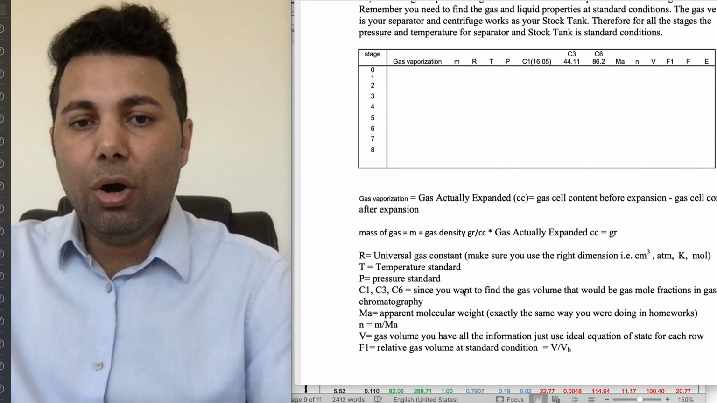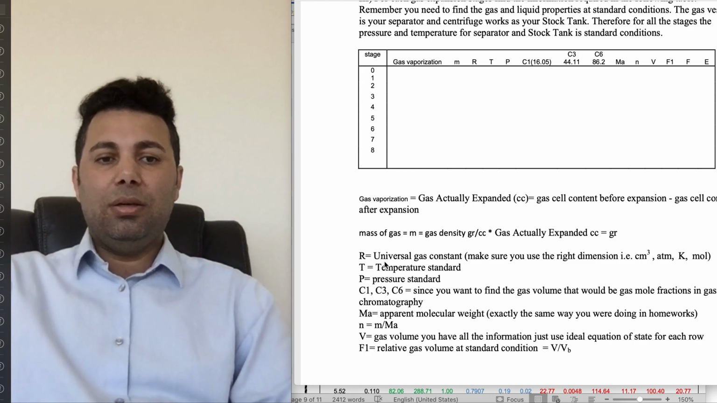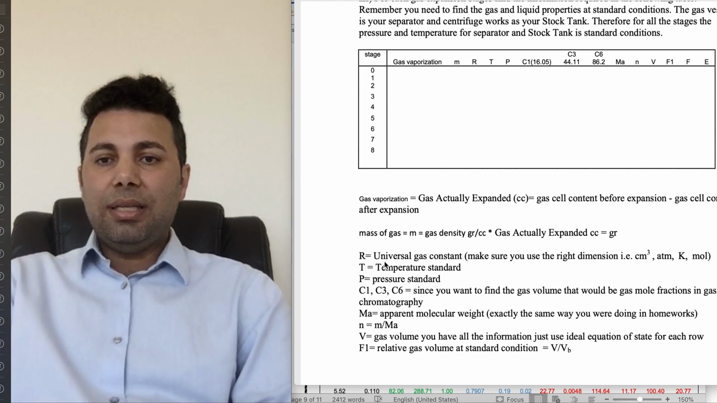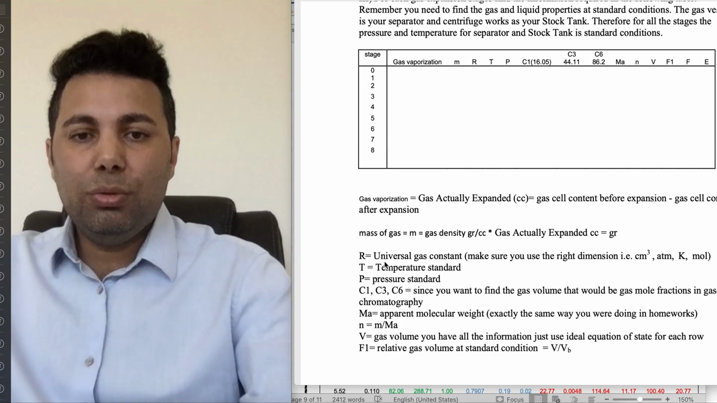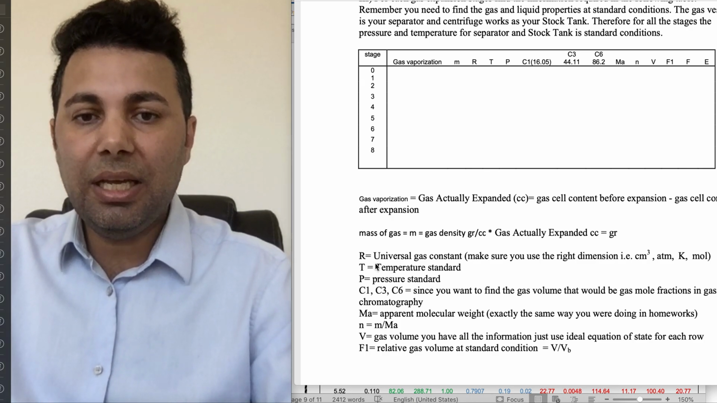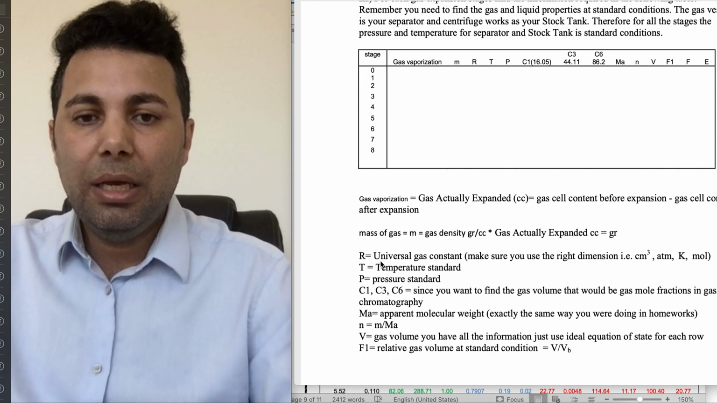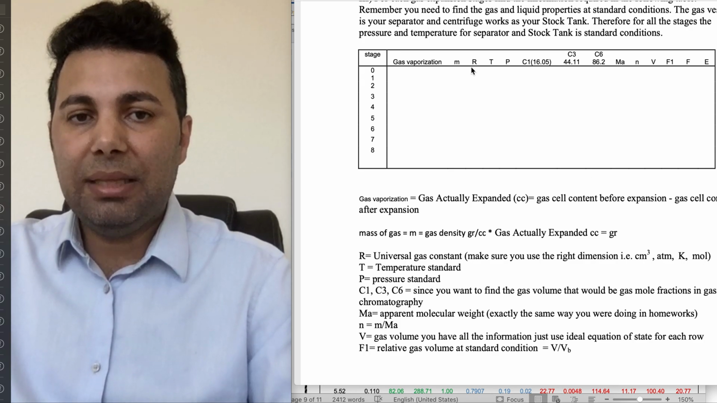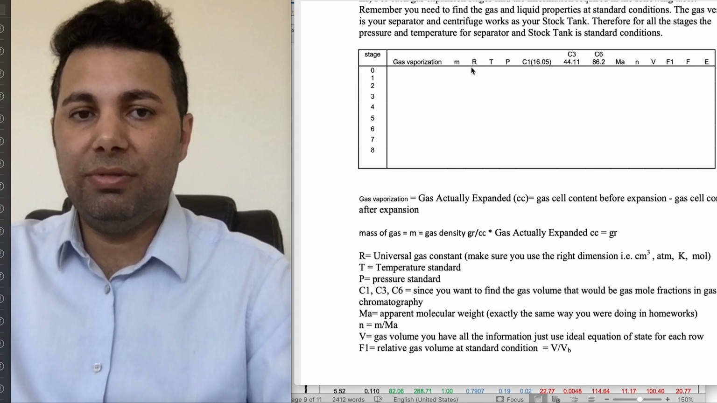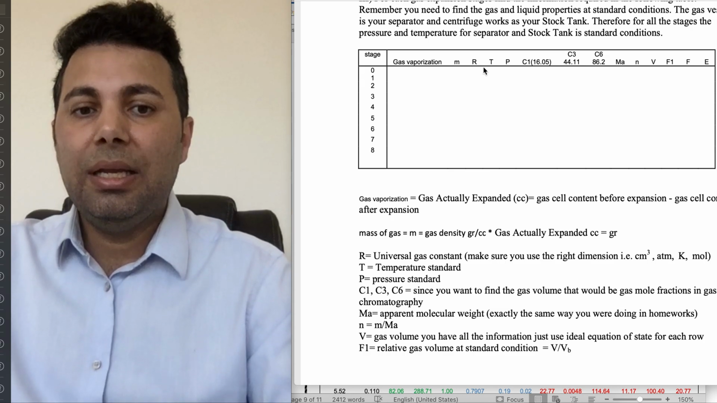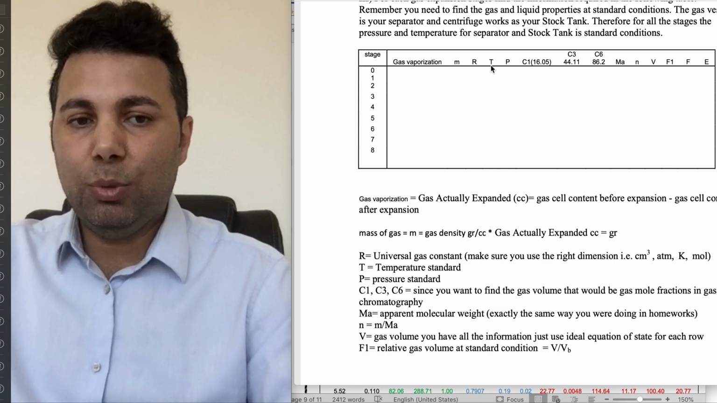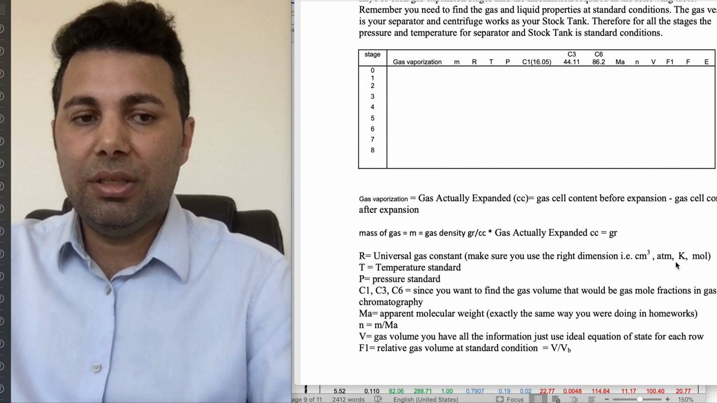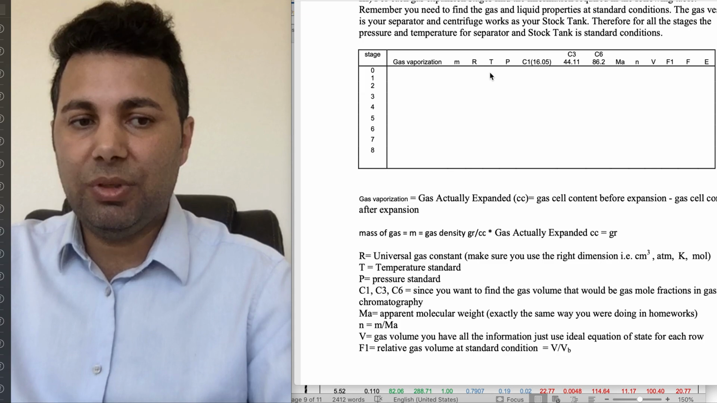R is our universal gas constant. This universal gas constant is not 10.732 anymore. You need to go to Wikipedia or Google and see what is the R value associated with cubic centimeter, atmosphere, Kelvin, and mole. That becomes the actual R value for your test. The same goes for the temperature. The atmospheric temperature, convert that to Kelvin. So 60 °F converted to Kelvin becomes your atmospheric temperature.